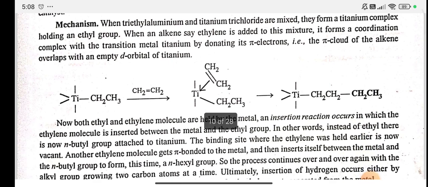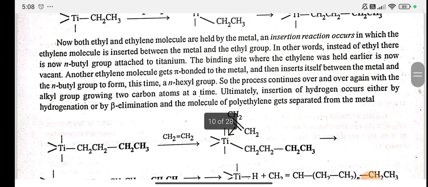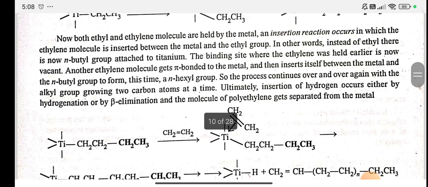Mechanism: when triethyl aluminum and titanium tetrachloride are mixed, they form a titanium complex holding an ethyl group. When an alkene, say ethylene, is added to this mixture, it forms a coordination complex with the transition metal titanium by donating its pi electrons. The pi cloud of the alkene overlaps with the empty orbitals of titanium. Now both ethyl and ethylene molecule are held by the metal.